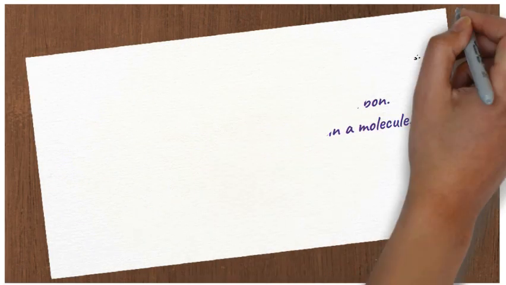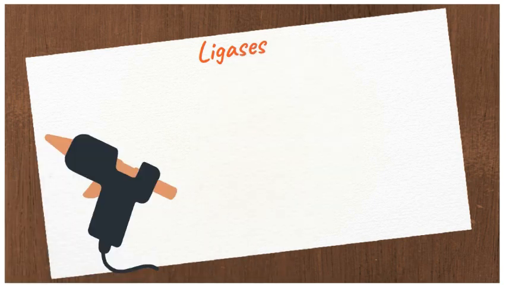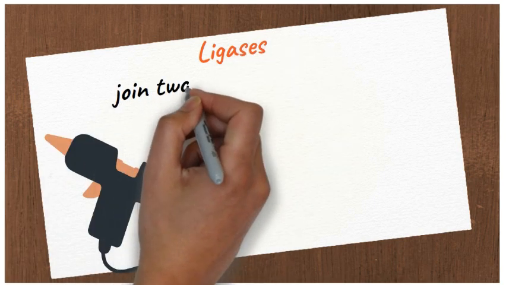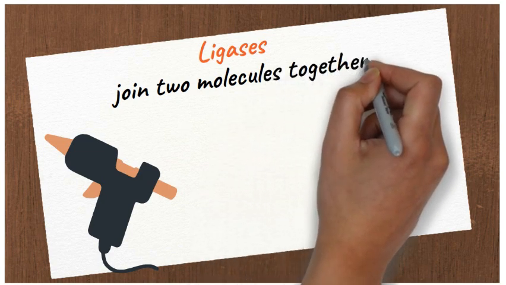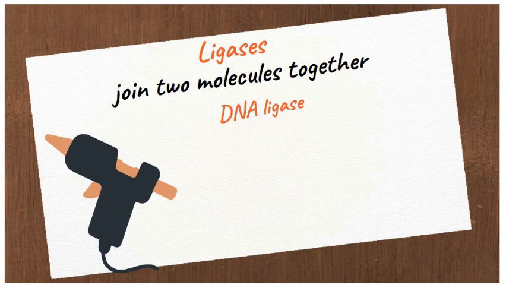Last but not least, we have ligases. These are the glue guns in the enzyme world. They join two molecules together, often using ATP. DNA ligase is a classic example. It seals breaks in DNA strands, keeping the genetic code intact. So, we have covered the six classes.